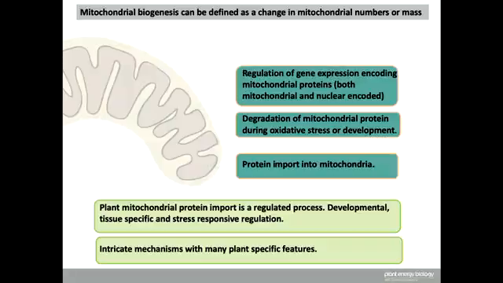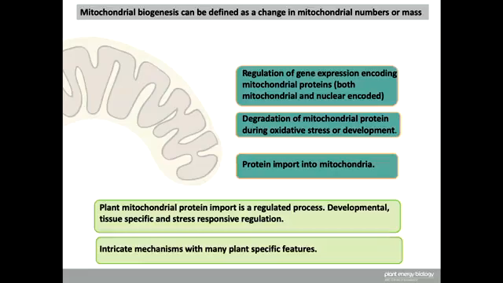Okay, so this is basically just the same slide, just summarized: mitochondrial biogenesis is defined as changes to mitochondrial mass and number, and all these factors can regulate mitochondrial biogenesis. What's important, because we're talking about protein import in this lecture, is to know that protein import is a regulated process. We've noted it's regulated over development. There are different tissues that import proteins differently, right? And it is stress responsive. So when a cell is stressed, it changes the rates of protein import.